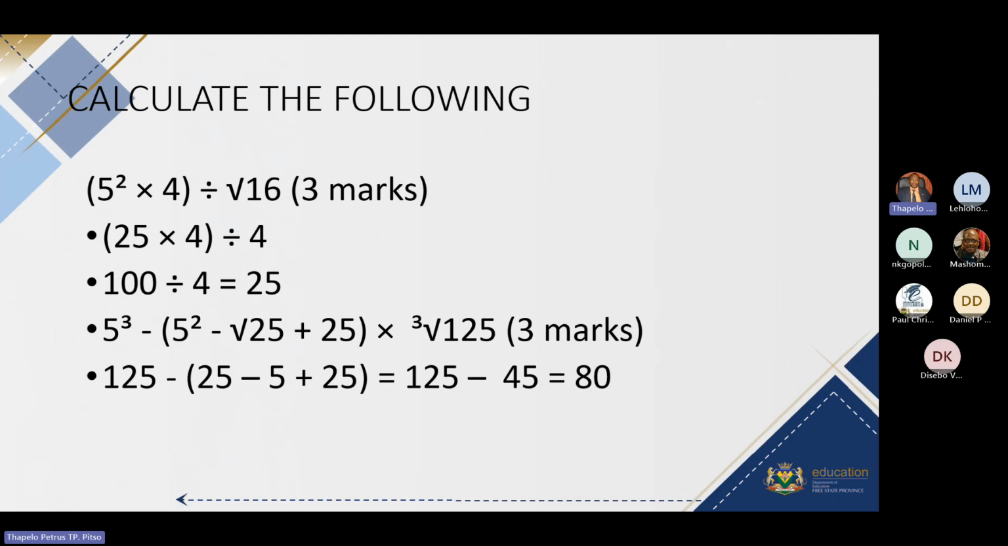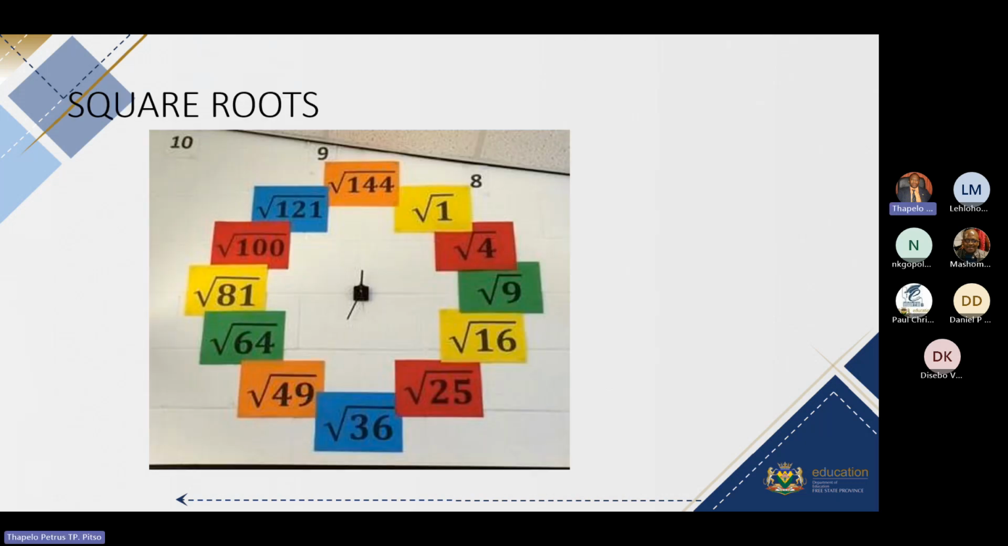Square root of 16, square root of 125, cube root of 125. Just remember, when you look at a watch, what is your top number? Square root of 144, which is 12. Square root of 1 is 1. Square root of 4 is 2. Square root of 9 is 3. Square root of 16 is 4. Square root of 25 is 5.